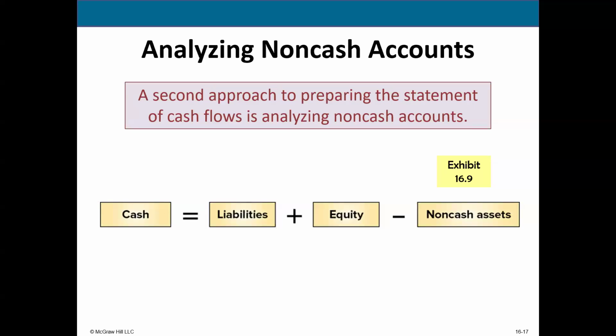I'm going to take total liabilities plus total equity, minus any non-cash assets. That's going to give you your cash balance. It's just like any other equation where you're trying to solve for the variable. The variable in this case is cash. So all we need to do is back everything out of that to figure out that balance.